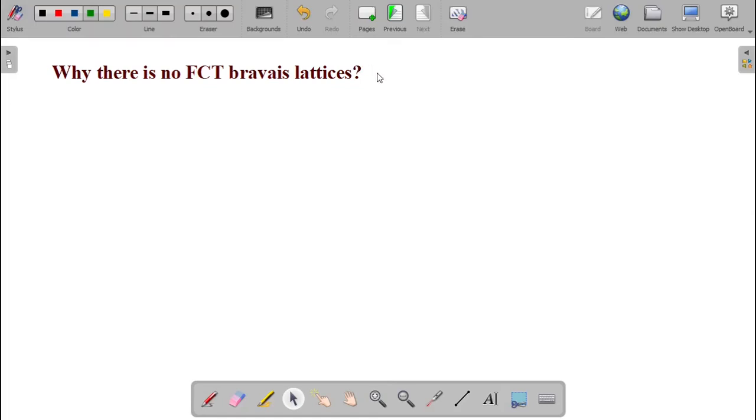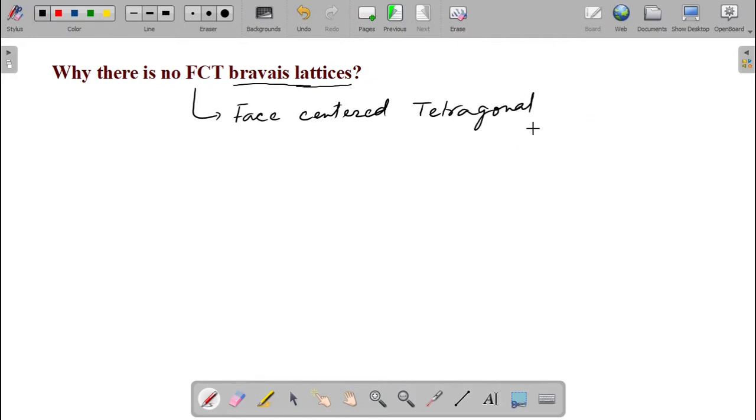So in this video, we are going to answer this question: why is there no FCT Bravais lattice? Here I am assuming you understand what a lattice is and what a Bravais lattice is. In this case, FCT would mean face centered tetragonal Bravais lattice. So what is this face centered tetragonal?